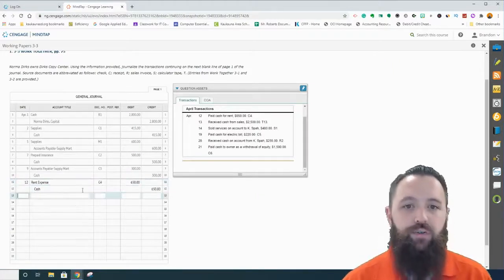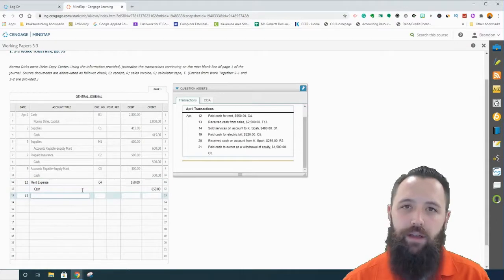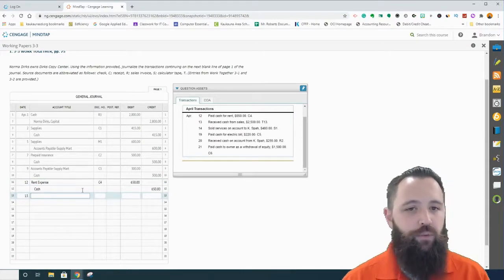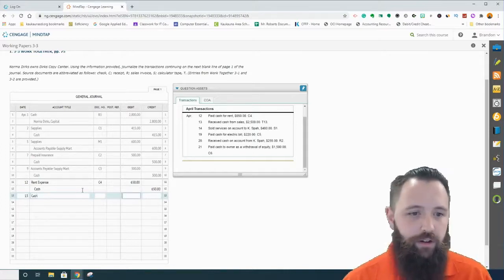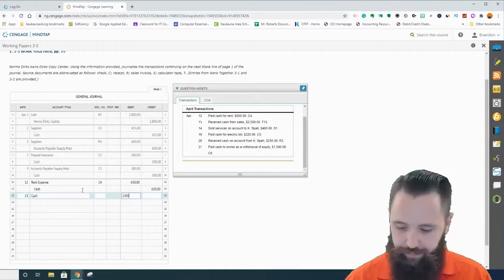Transaction number 13, it says receive cash from sales. All right. Well, I know I'm receiving cash. That's the first thing. Okay. So if I receive cash and it's 2,500, let's put that in there right away.